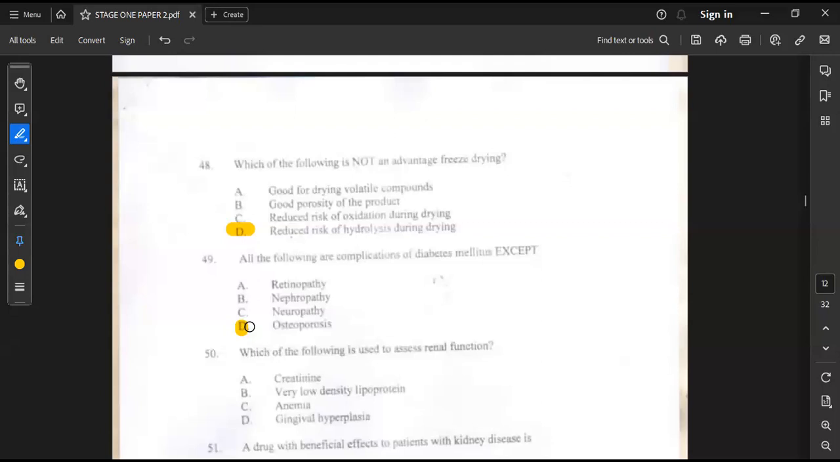Okay, for question 48, I'm finding that they're saying one of the disadvantages of using freeze drying is actually that some material may be lost, some volatile material may be lost. So I think A is the most accurate answer from the sources that I'm finding. Okay, I'll just share this source.